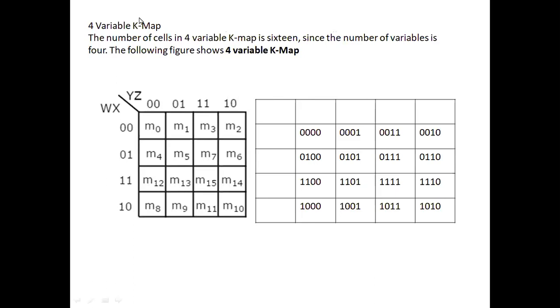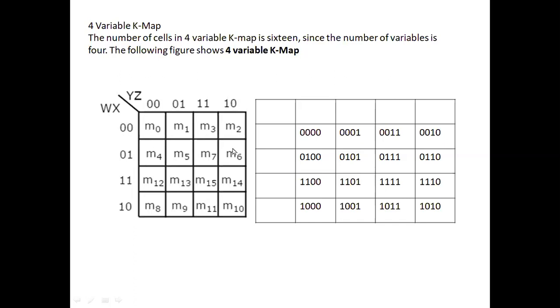That is equal to 16. So they are namely M0 to M15. Here also we follow the gray code sequence, that is 00, 01, 11, 10. So it is 00, 01, 11, 10 for both rows and columns. If you write the row and column values here, this is all zeros, M0, 0001 is M1, 0011 is M3, 0010 is M2.